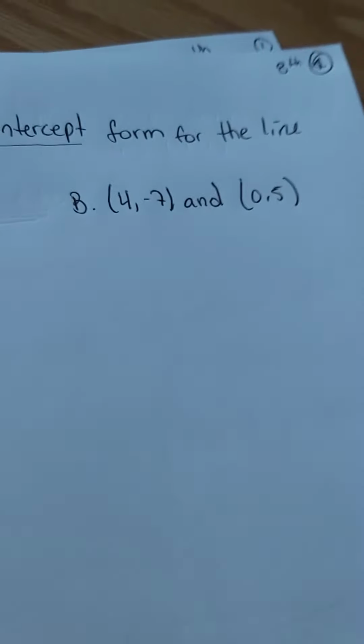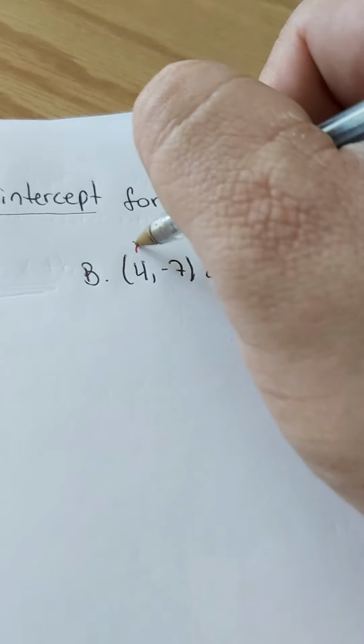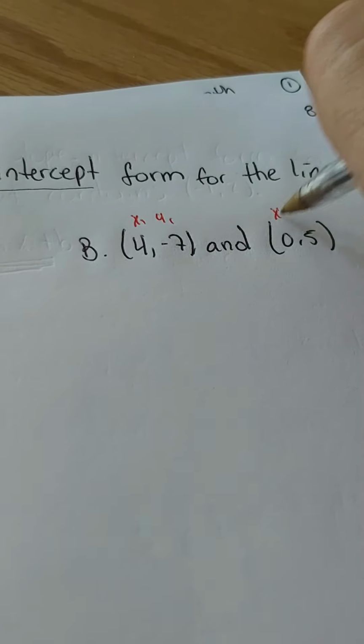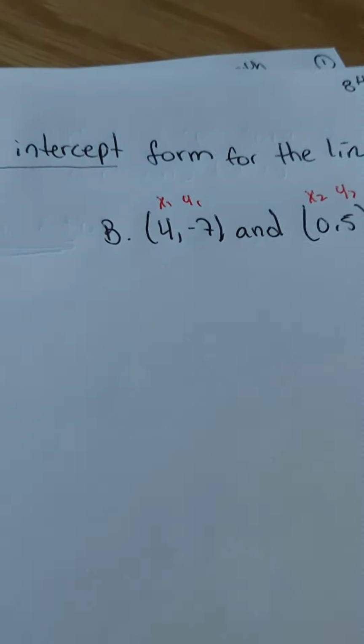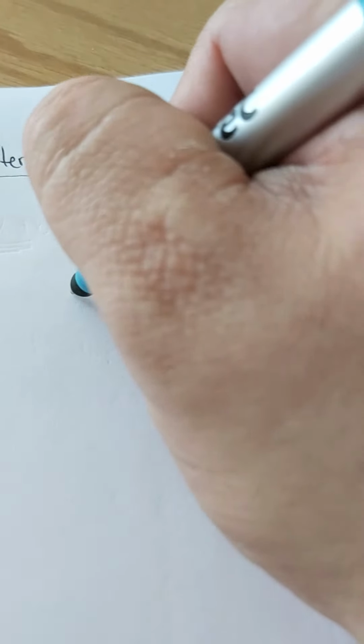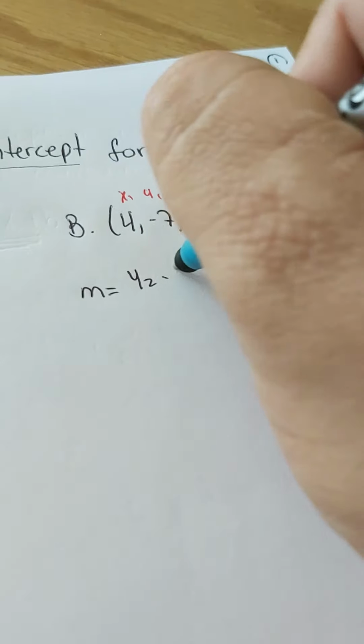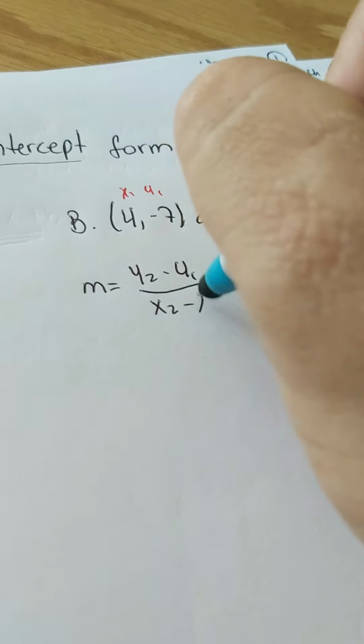Let's go to part B. Again, they give us the 2 points, -7 and 0, 5. So we're going to define this as x1, y1, x2, y2. We are going to find the slope by using the formula y2 minus y1 over x2 minus x1.